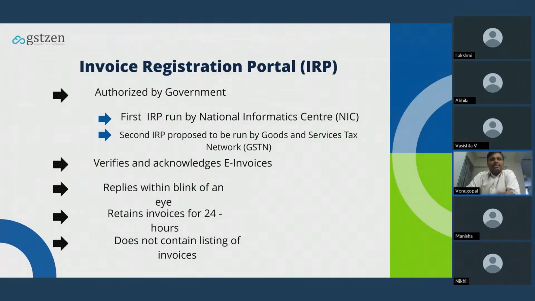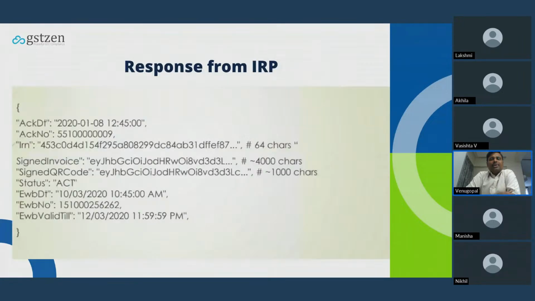It just gets completed. What do you get from the IRP? If you open the file and see, you will see a JSON file like this. Acknowledgement date, acknowledgement number. Now you can see that EYJHBGCI. That's the contents of the signed invoice and signed QR code. So you need special tools to decode this and put it back.